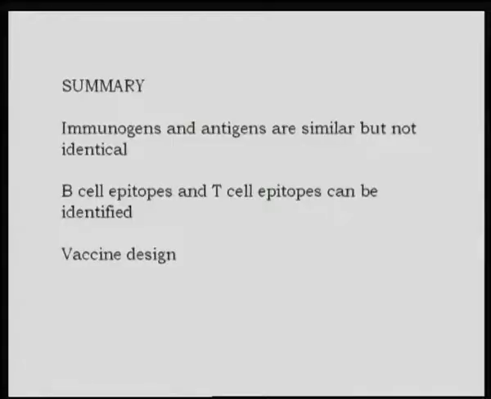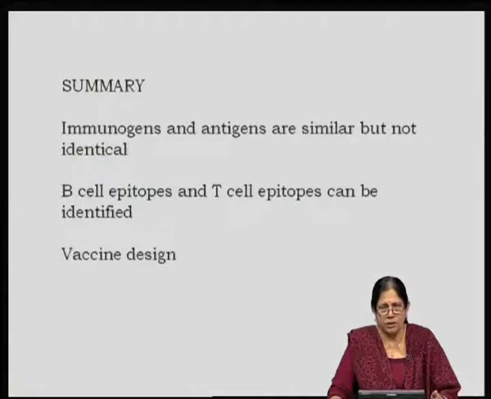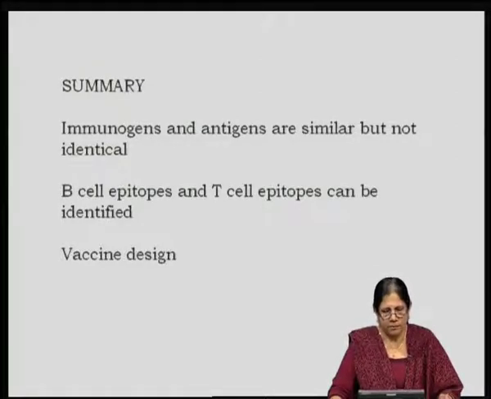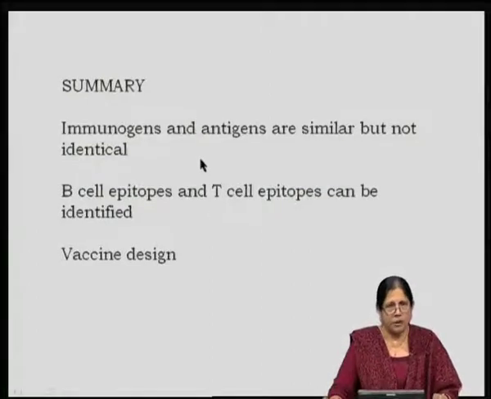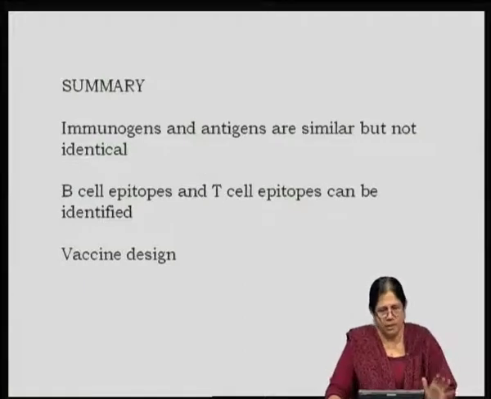So, now let me summarize. Immunogens and antigens are similar, they are relevant of course. All immunogens are antigens, however, not all antigens are immunogens. B cell epitopes and T cell epitopes can be identified based on whatever I have discussed so far, and one can use these for vaccine design.